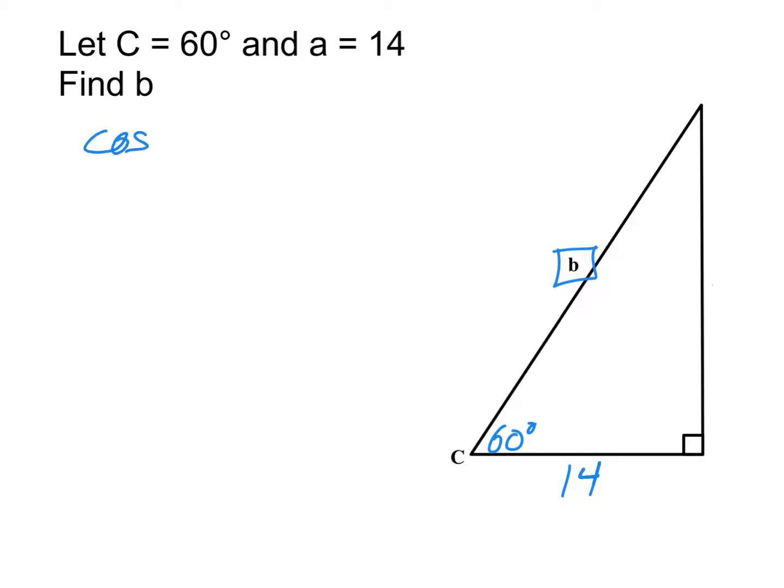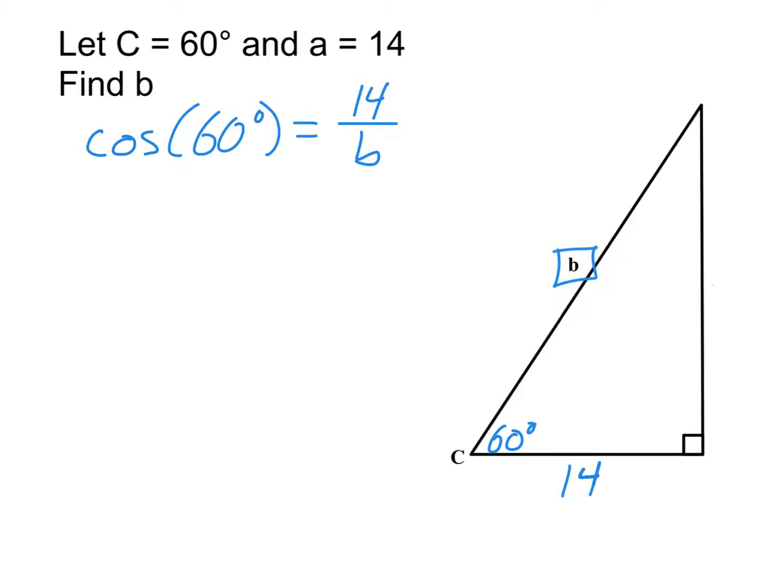That would be cosine. So we're going to do cosine of the angle, so cosine of 60 degrees. And that equals the adjacent over the hypotenuse. The adjacent here was 14, and the hypotenuse here was b. And then we go through and proceed like we always would have. And again, remember, we can do this without a calculator.